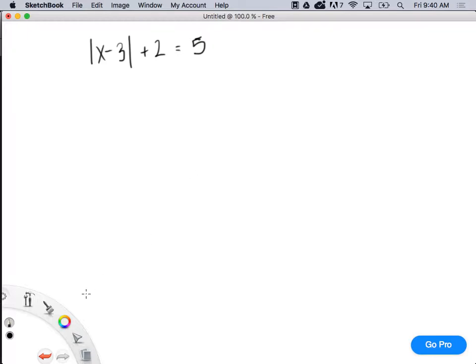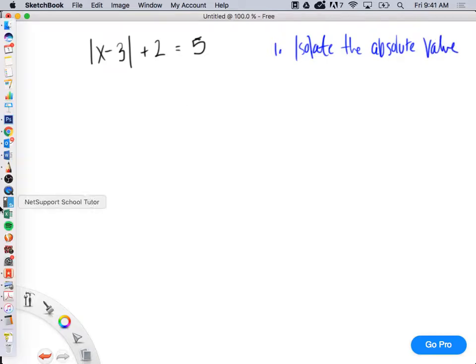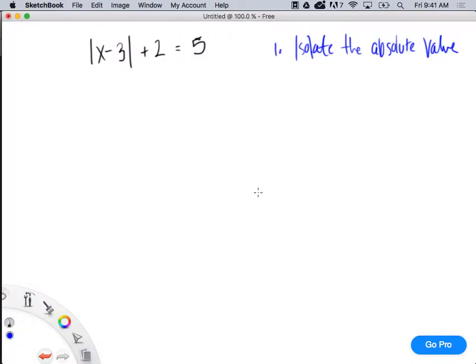Well, the first step is to isolate the absolute value. Okay? The first step is to isolate the absolute value. What's another way to say isolate? Ben. I know how to isolate it, but I don't know another word. Okay. By itself, right? Yeah. Okay.